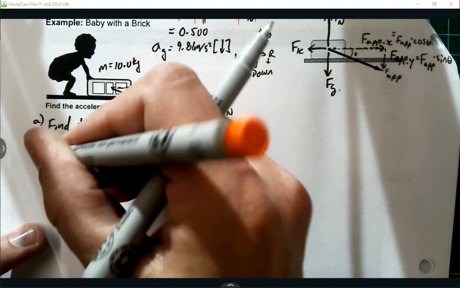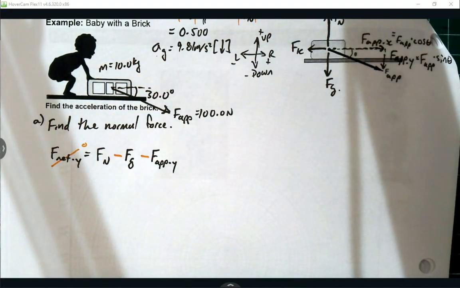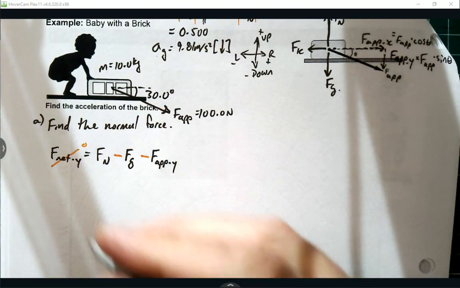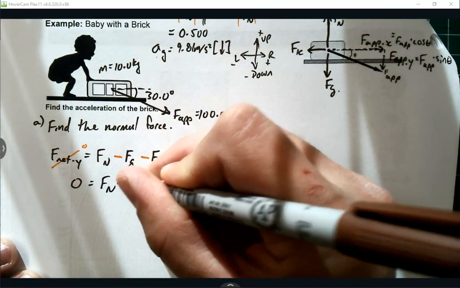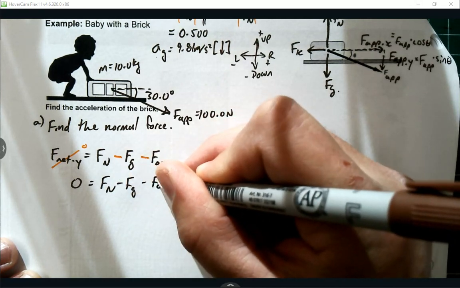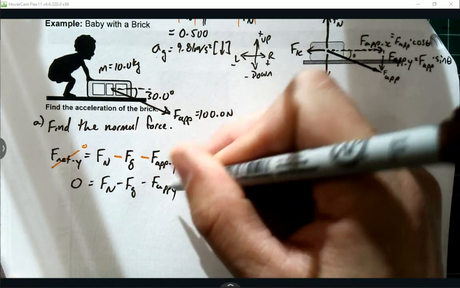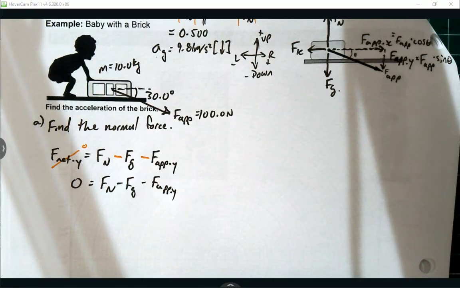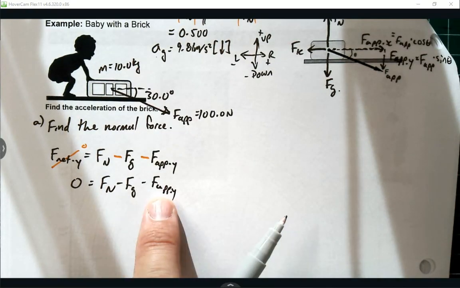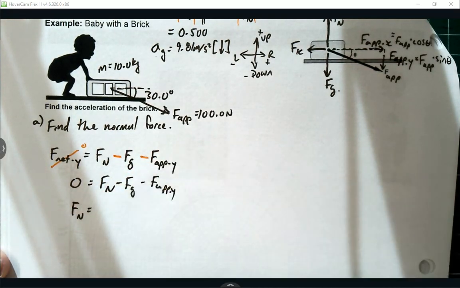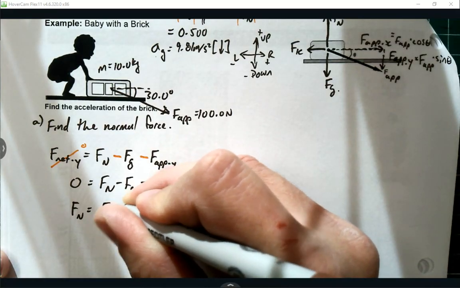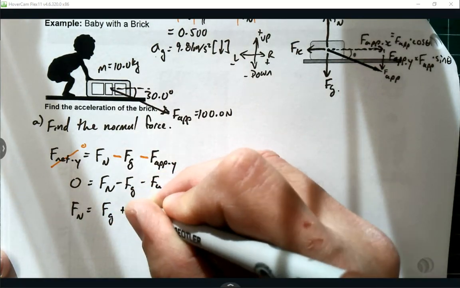I'm also going to recognize that it's not accelerating in the vertical direction. And so I can come up with my nice little equation. 0 is equal to F normal minus Fg minus F applied Y. And if my goal is to get the normal force, I'm actually doing pretty well here. I can take that normal over to the other side, or since the other two are negative, why don't I take them over to the other side? You know, isolate normal anyway. And I get normal all by itself, and I get a positive Fg and a positive F applied y.